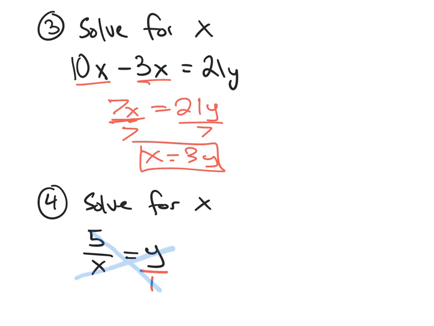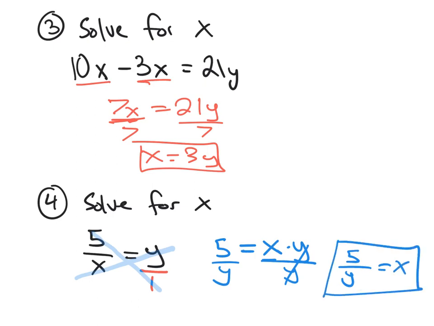So I'm going to do 5 times 1, which gets me 5, equals, and then I do x times y, which is just literally x times y, or you can write xy. Now if I want to get the x alone, I have to move the y to the other side. So to undo times y, I'm going to have to divide by y. So when I do that, I get 5 over y equals x, and now the x is alone. I cross multiplied, and then I divided by y. All right, just 2 more problems.